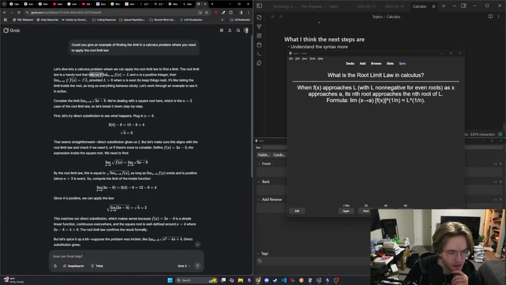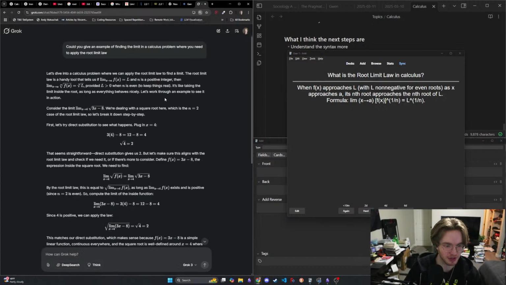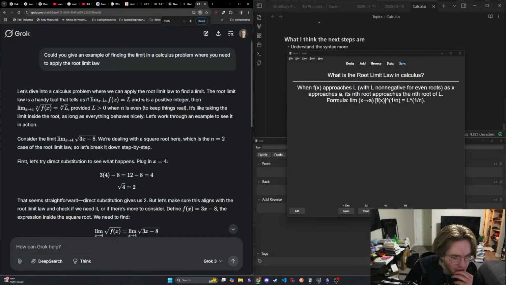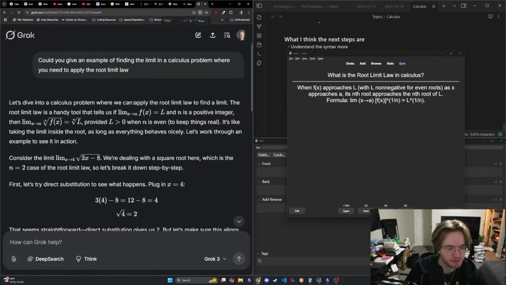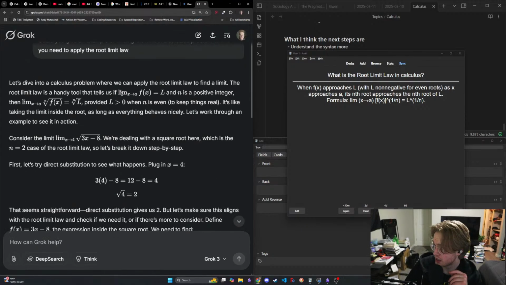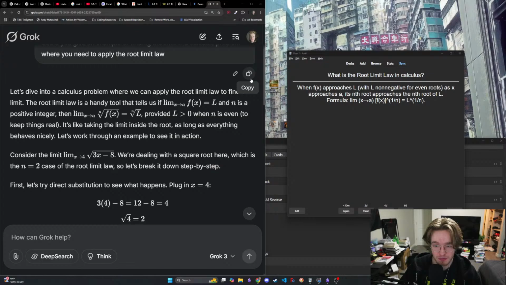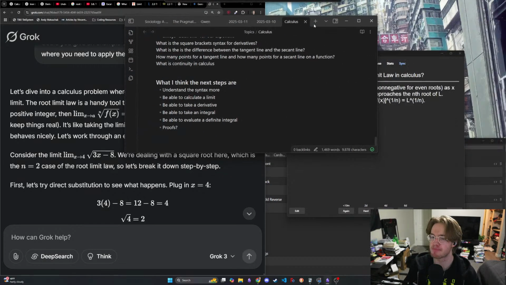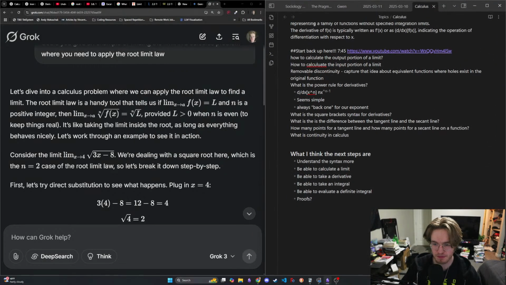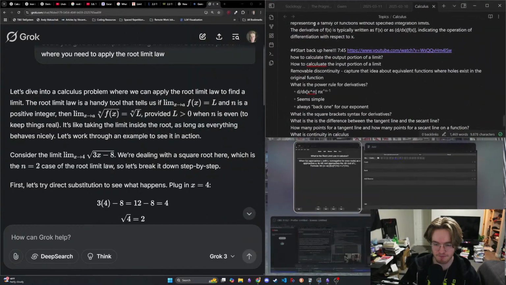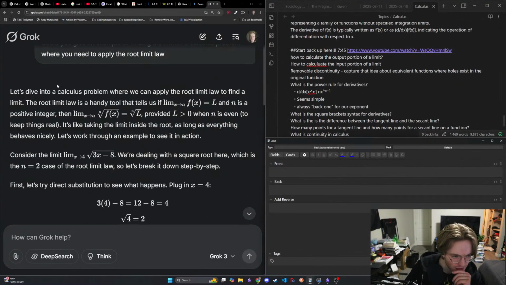Okay, so if the limit of x to a, I'm going to zoom in, I can't see. If the limit of x to a, okay, that's visible on the screen as well. Maybe go even a little bit more. Okay.